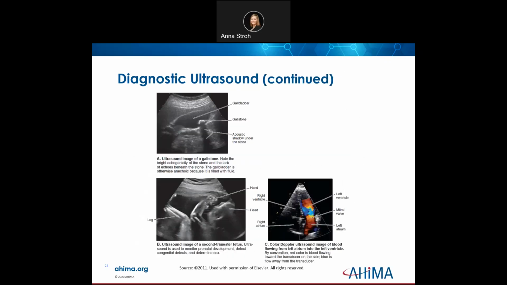Here's a couple pictures. You'll see an ultrasound image when they're looking for a gallstone, ultrasound of a fetus, and then here's a Doppler one where you could see it's like color mapped because they're trying to look at the blood flow and if there's any issue in the heart.